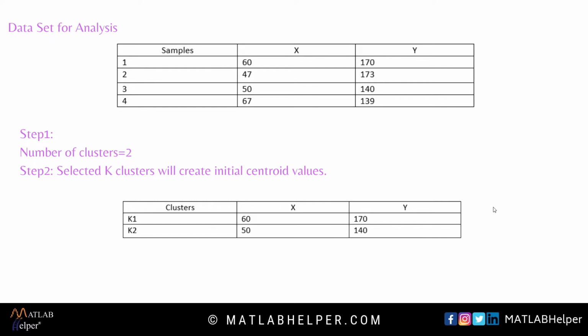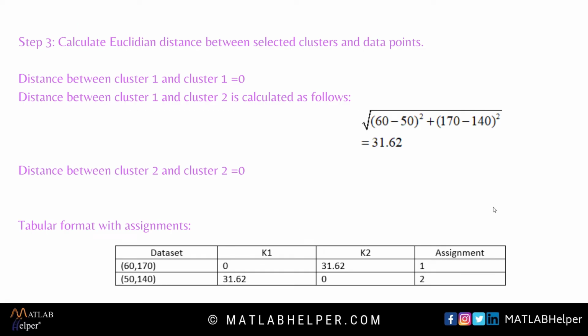The third step is to calculate the distance from centroids to each dataset point, and the calculated distance is nothing but Euclidean distance. I assume you all are familiar with Euclidean distance. Distance between cluster 1 and cluster 1 is obviously 0. Distance between cluster 1 and cluster 2 is calculated. You can see how it is calculated. Distance between cluster 2 and cluster 2 is also 0. Over here you can see the tabular form. I have just added the assignment to each data point.